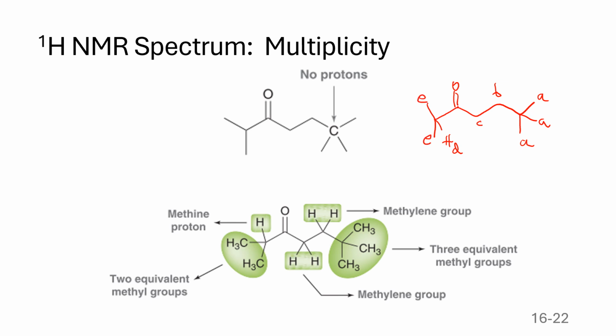So, predicting the number of signals here. In terms of integration, these are 9 H's, these are 2 H's, these are 2 H's, 1, and this is 6 H's, and the multiplicity. These 9 H's see 2 neighbors, right? So 2 neighbors, so that's a triplet.